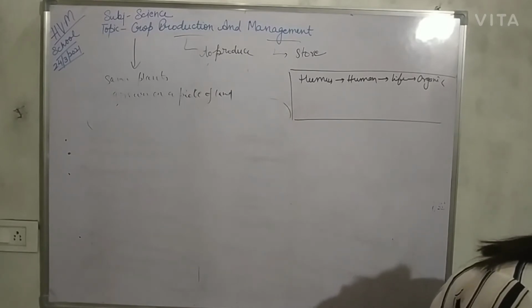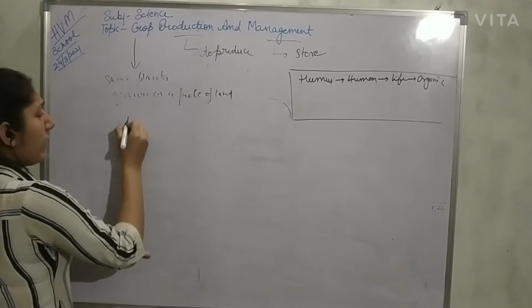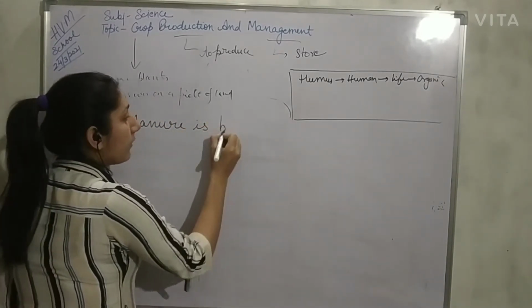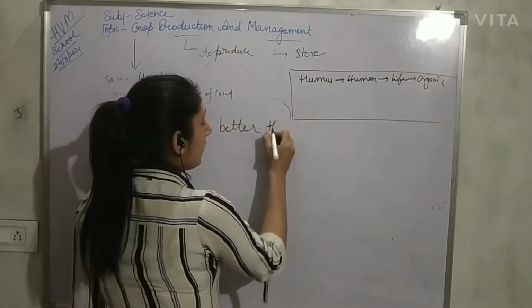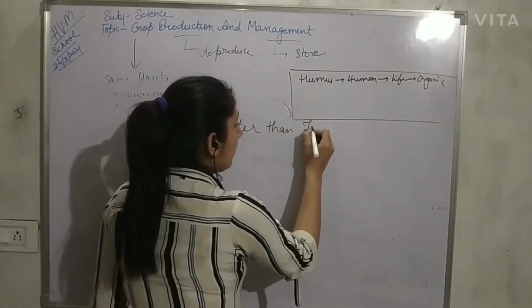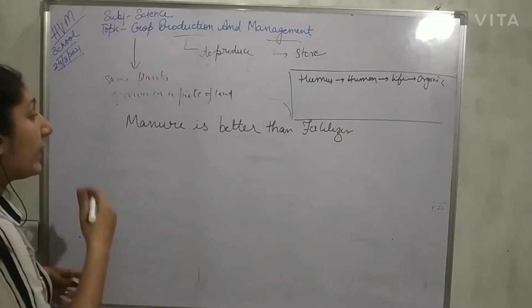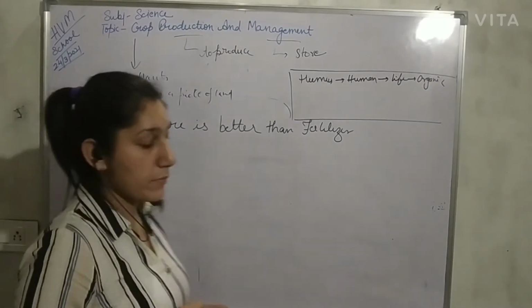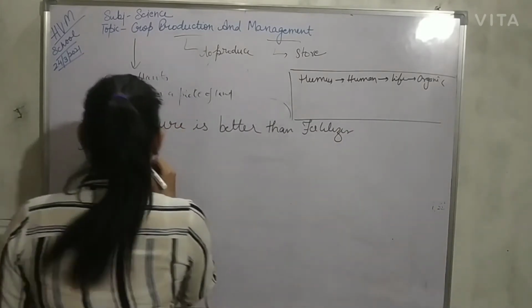So we know that in comparison, manure is better than fertilizers. Why is it better? What are the advantages of manure? The first point is that manure improves the texture of the soil.